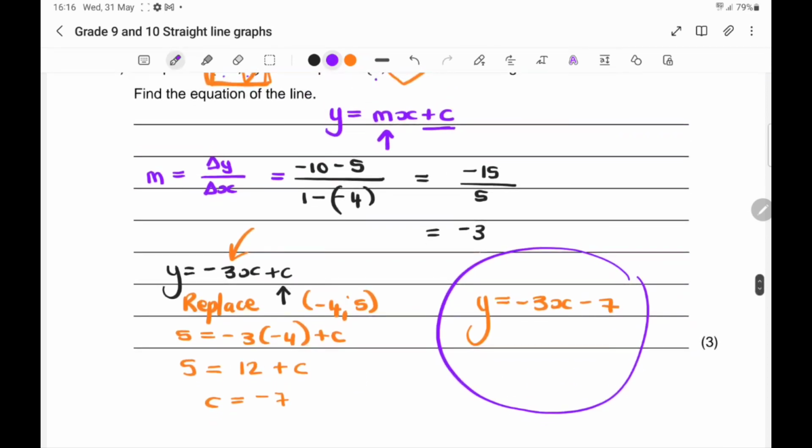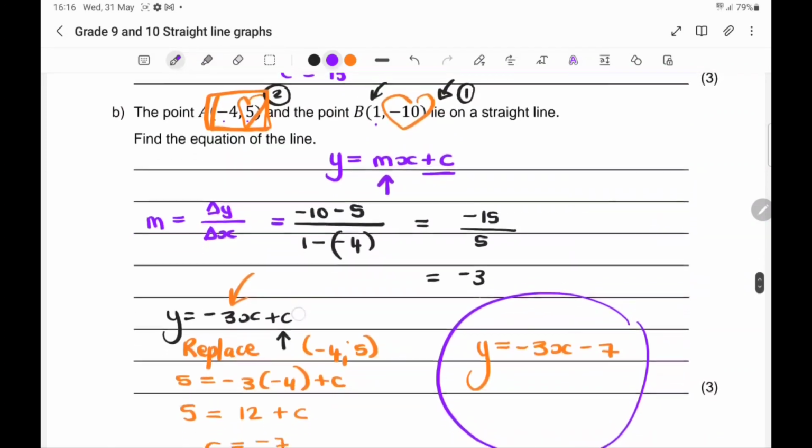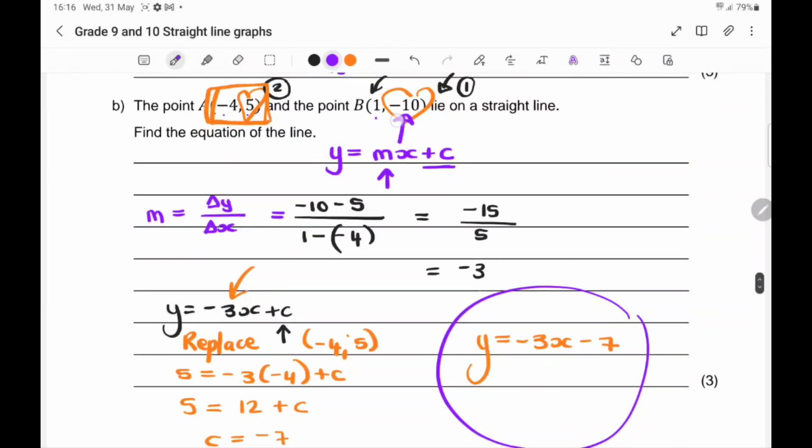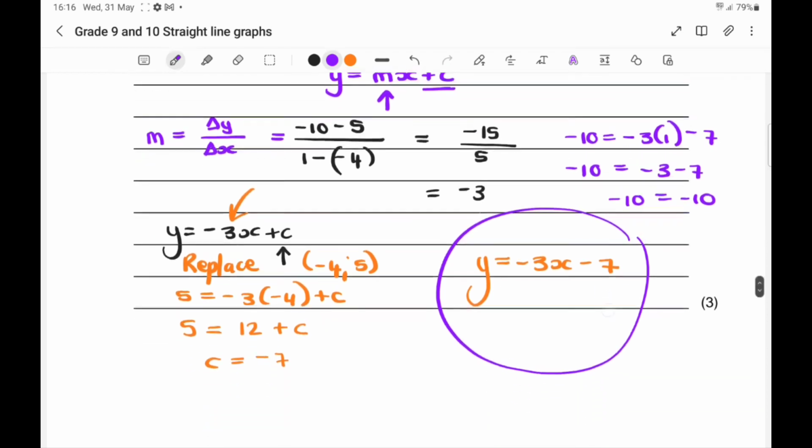All right, and you can also go and double check it. If you replace, let's say, this point, just to make sure, the y is -10 and the x is 1. Does the left-hand side equal the right-hand side? Yes, it does. So if you always want to check yourself, or if you've got a little bit of time left in the exams, check yourself, make sure that you've got it right.